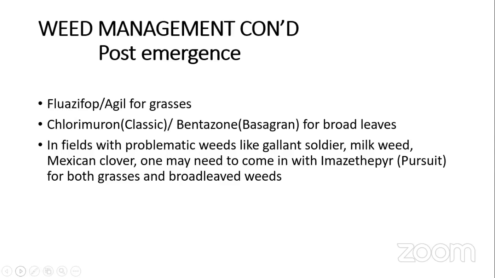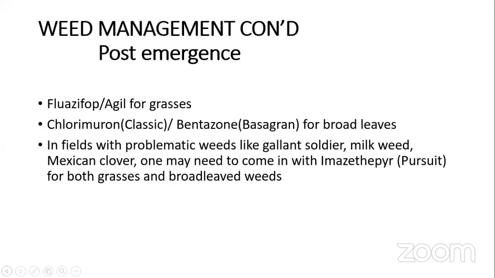Weed management continued. So in terms of post-emergence herbicide, we've got our fluazifop and agio, which is for your grasses, including the couch grass. If we have got problems with the Tsangads and stuff, we can as well recommend you to come in with your fluazifop and agio for those grasses. So these are two herbicides which are different. That's why I had to say fluazifop / agio, sorry. So you can choose any of those two.